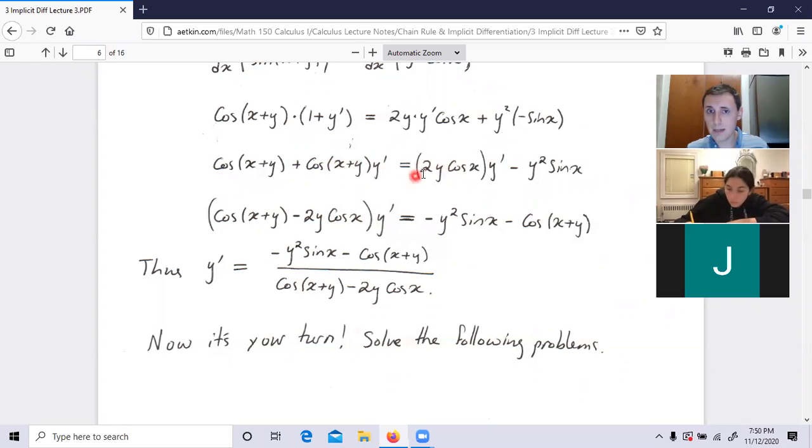You see, it's this minus this, with y prime factored out. Do you see this line? What is it equal to? It equals minus y squared sine x minus cosine (x plus y). So this part minus this part. Now that I have the y prime multiplying this expression, I just divide, and I have y prime equal to the right side expression divided by the coefficient of y prime. Good? That's it.